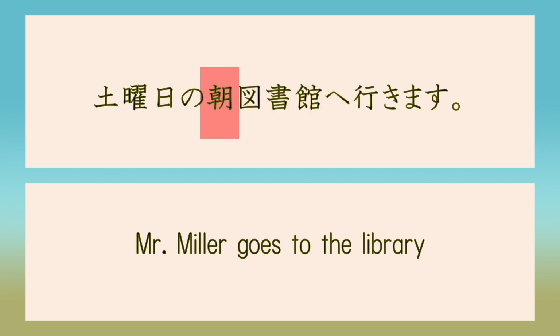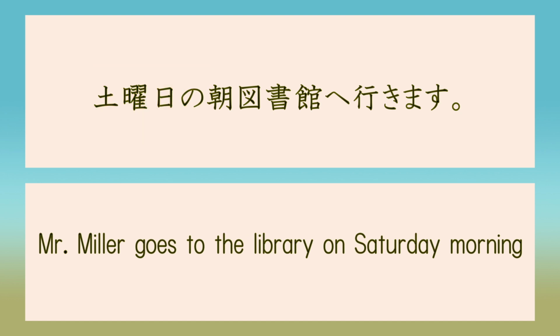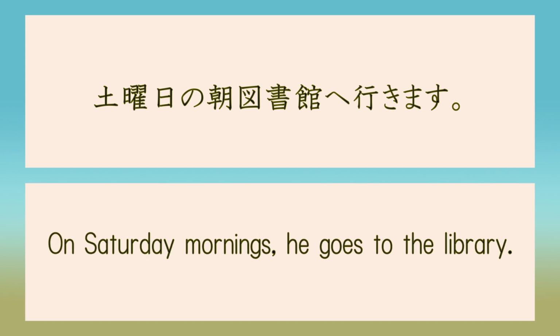Next sentence. 土曜日の朝、図書館へ行きます. We don't have a topic. And we look at the main verb. Main verb is 行きます, to go. So again, the company is not going to be the topic. The company goes doesn't make any sense. So we're going to use Mr. Miller again. So Mr. Miller goes, we go backwards. 図書館へ, he goes to the library. 朝, in the morning. And before 朝, we have a modifier, 土曜日の朝. So on Saturday morning. Let's check it to make it more natural. On Saturday mornings, he goes to the library.